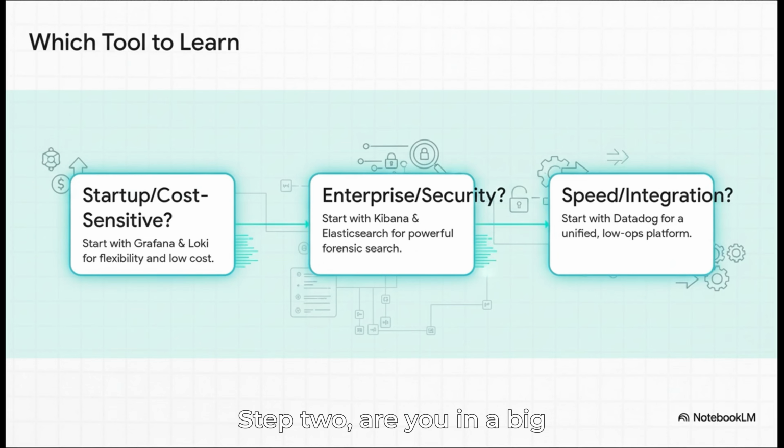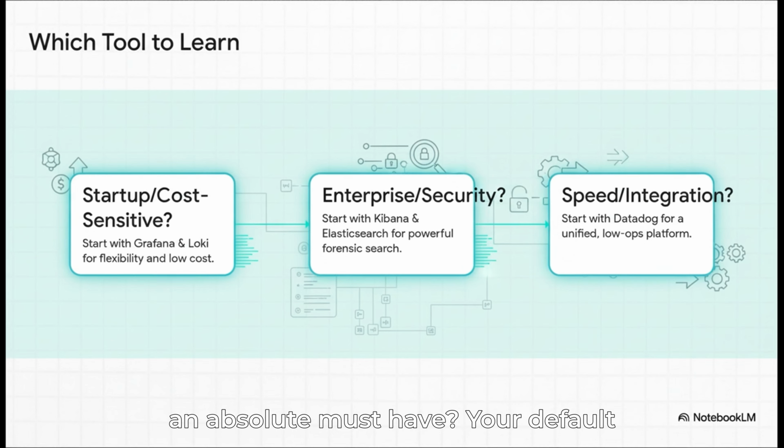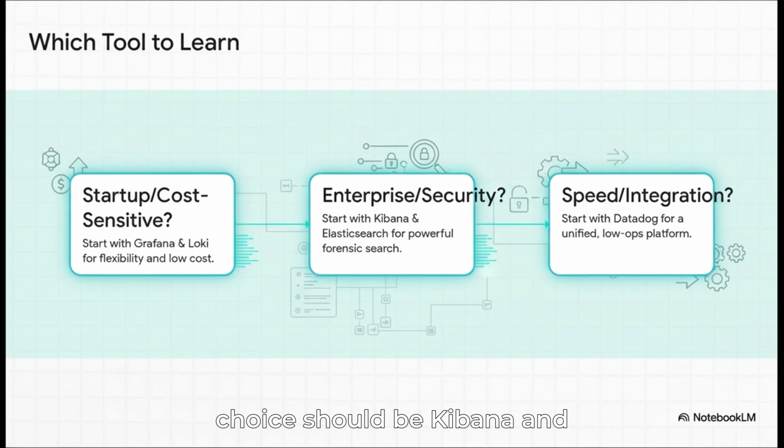Step 2. Are you in a big enterprise or maybe a security role where that deep forensic search is an absolute must-have? Your default choice should be Kibana and Elasticsearch, no question. And step 3, is your top priority just to move fast, get everything in one place, and not have to think about infrastructure? Start with Datadog.